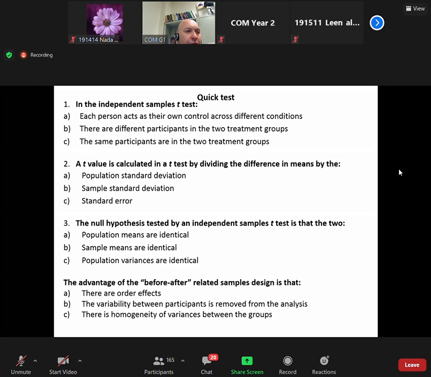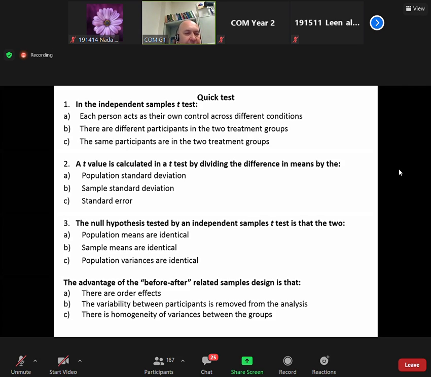The advantage of the before-after related samples design is, A, that there are order effects; B, the variability between participants is removed from the analysis; or C, finally, there is homogeneity of variances between the groups. All right. Any more responses? Okay, people are somehow getting in trouble with this one.